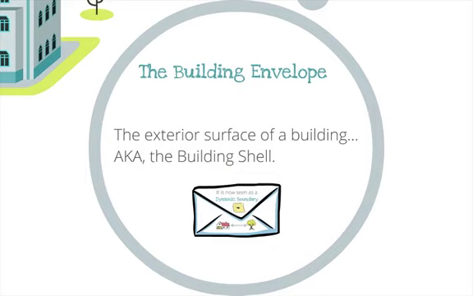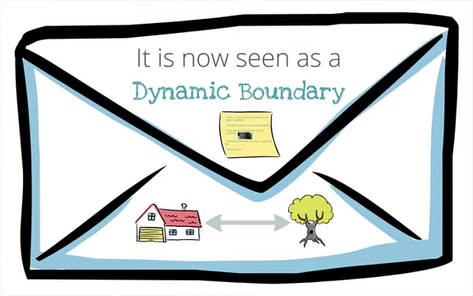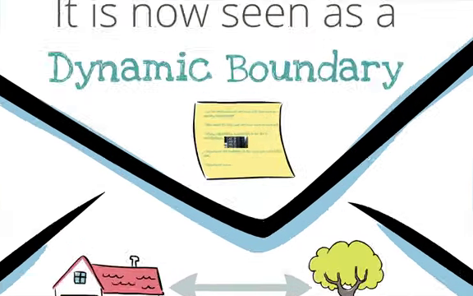The building envelope is the exterior surface of the building. It includes the walls, floor, ceilings, roof, etc. It encloses the conditioned space. The building envelope can also be called the building shell. It separates the interior from the exterior. Now, it used to be considered an isolated environment, but now it's seen as a dynamic boundary. It means that it serves to link the indoors with the outdoors in a more appropriate way.